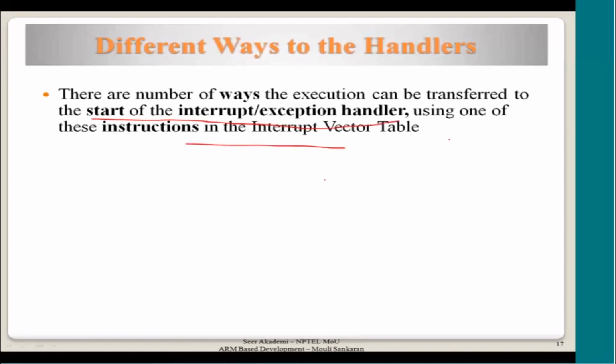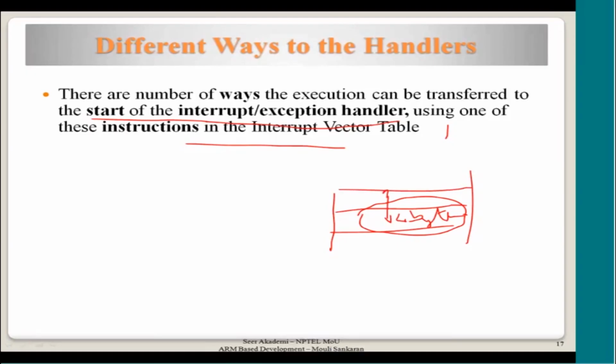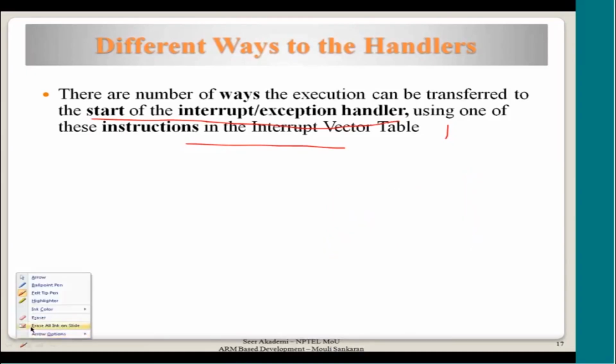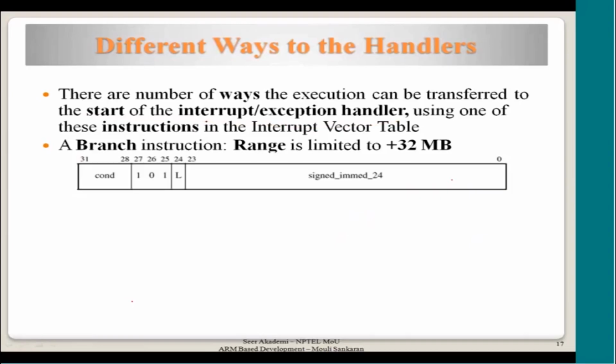See, how many instructions can be there? Only one instruction, because if you recall, in the vector table only 4 bytes are reserved for each entry. So only one instruction can be there. You have to transfer the control to the handler in one instruction. You can't have multiple instructions, otherwise you will be writing into the adjacent neighboring vector, and that is not correct. So it is one instruction. You are aware of this, a branch instruction.